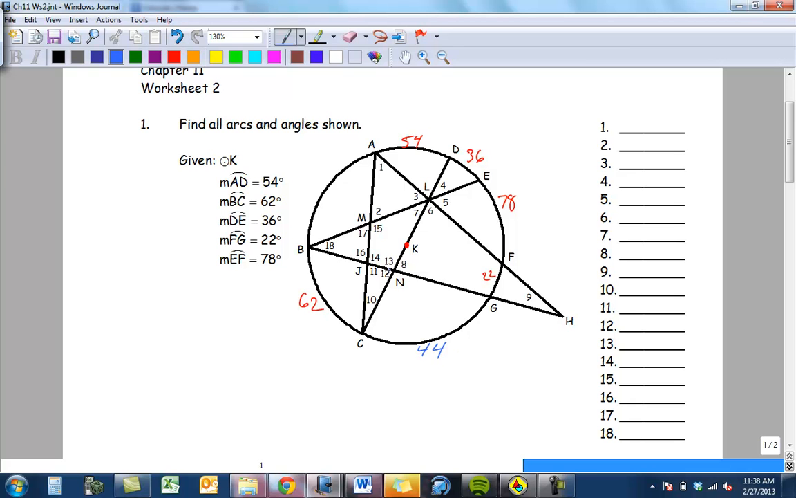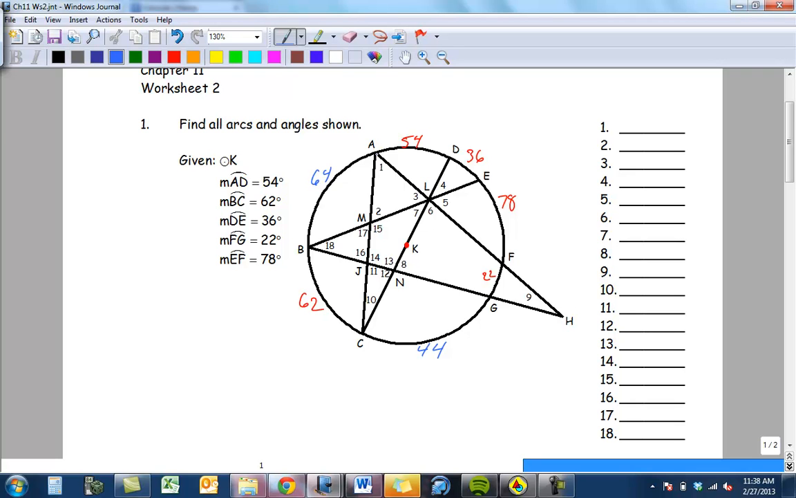Then let's do the other half of this semicircle. We got 54, blank spot, 62. That means this arc here is 64. All right. Once you've got all of your arcs labeled, then go through and look at the rest of them. Let's start with number 1 here, perhaps.